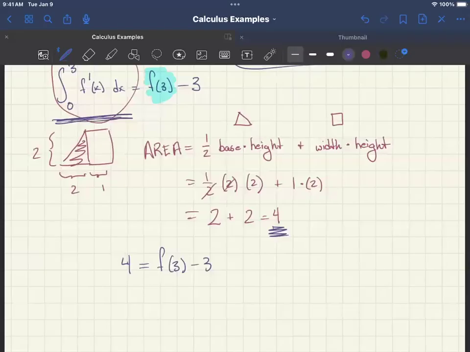And when we solve for f of 3, we are going to add 3, so we are going to have the number 7. So there is our solution there, and a nice way to be using the fundamental theorem of calculus as well as our basic understanding of how to calculate the area of shapes. Always good things to remember.